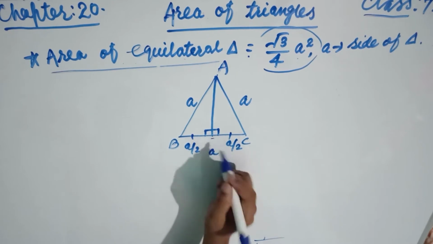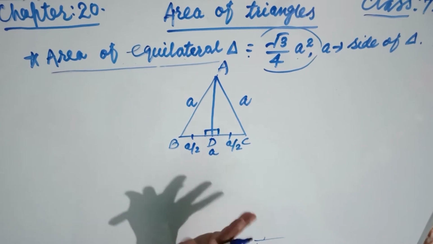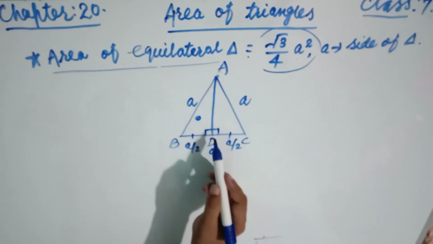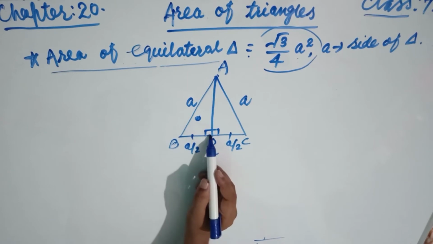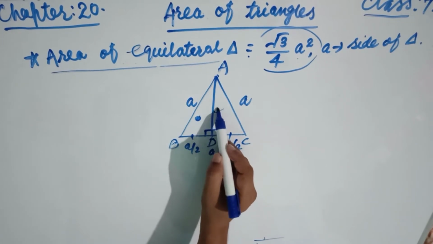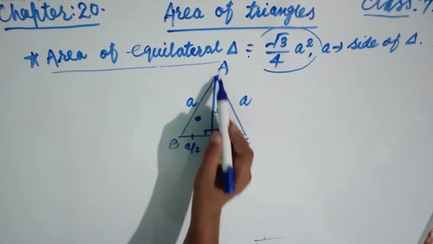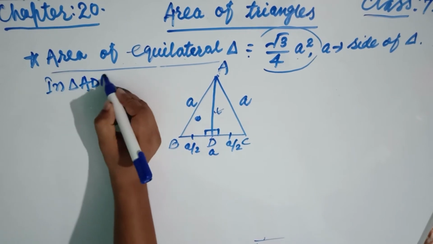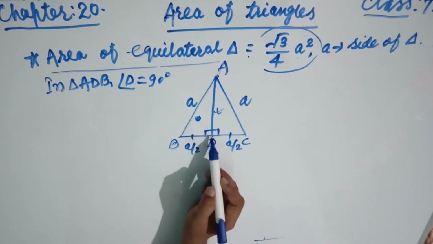Okay, now see friends, in general we know the area of a triangle is half base into height. And if you look at this figure individually, ADB is a right angle triangle with angle D in ADB 90 degrees. Now friends, we will find this side AD with the help of Pythagoras theorem in this right angle triangle ADB. In triangle ADB, angle D is 90 degrees.